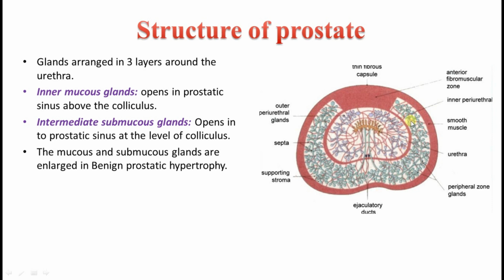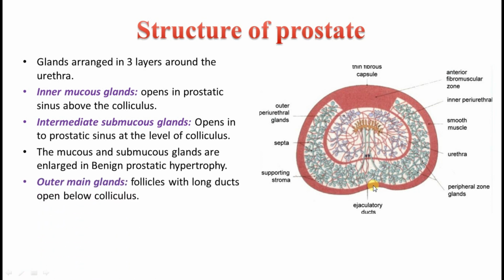These main principal prostatic glands you can see with numerous follicles, outer main glands with numerous follicles and long ducts. They open via the prostatic sinuses below the colliculus seminalis, whereas submucous glands open exactly at the level of the colliculus seminalis. Now the inner mucous and submucous glands are under the influence of estrogen.